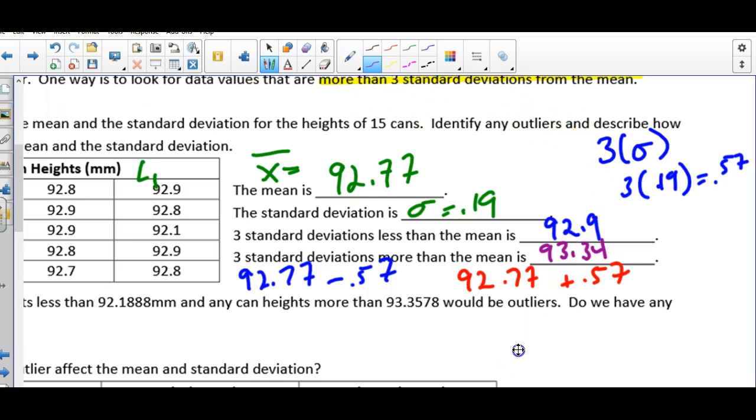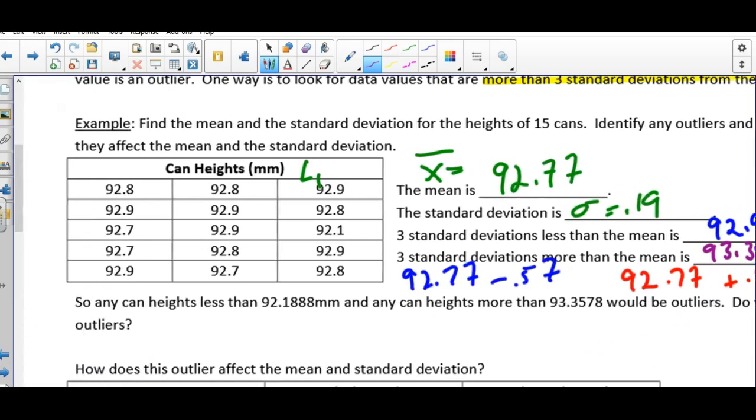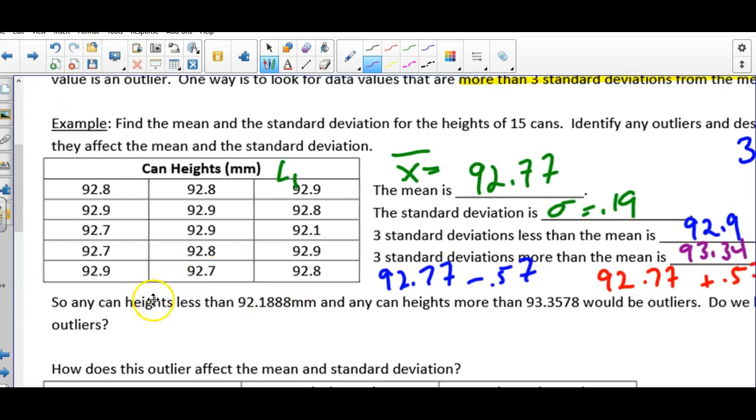Okay, so now that I know what my values are, my range of my deviation, I can go here and answer this question. So any can heights less than, let's cross that out, we said 92.2.